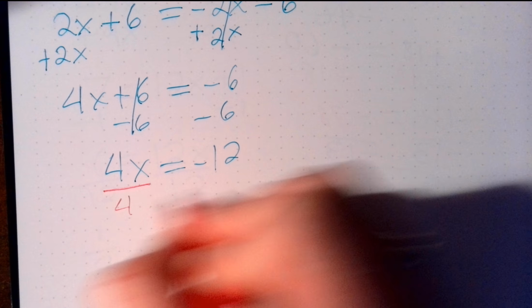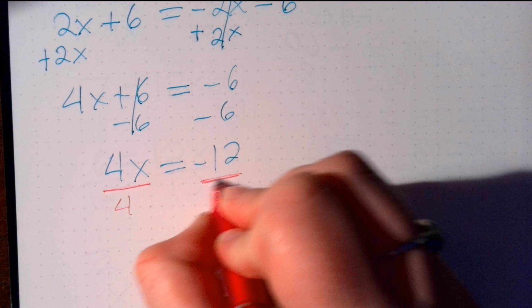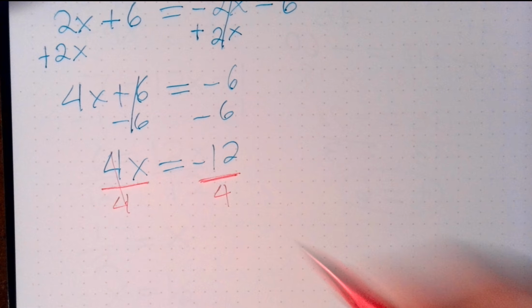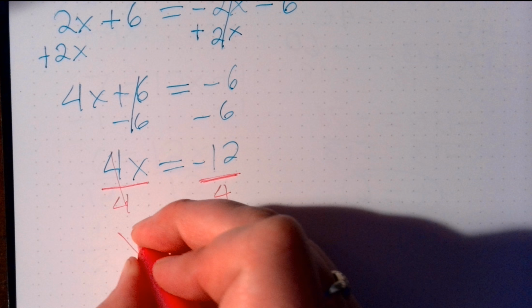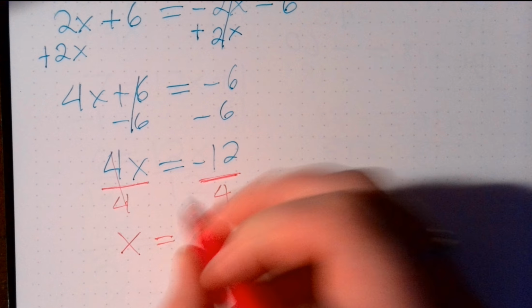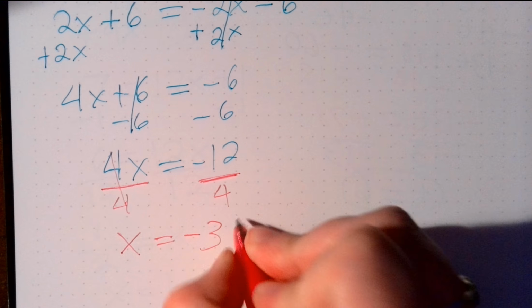Divide both sides by 4 because the 4 is multiplying to x, and we're undoing. 4 divided by 4 cancels out. I'm left with x is equal to negative 12 divided by 4 is negative 3.